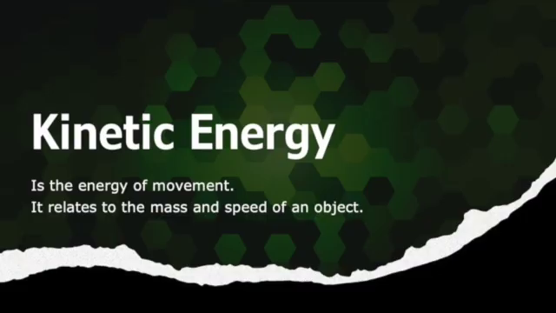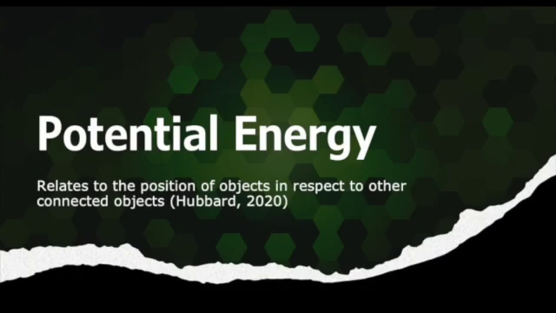Energy is stored in two basic forms, kinetic and potential energy. Kinetic energy is the energy of movement. It relates to the mass and speed of an object. Potential energy relates to the position of objects in respect to other connected objects.